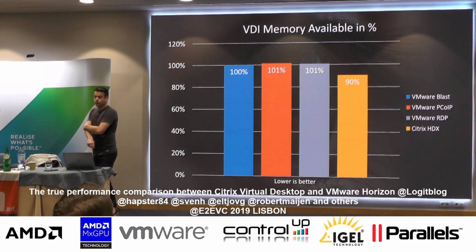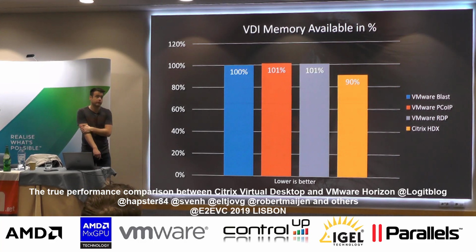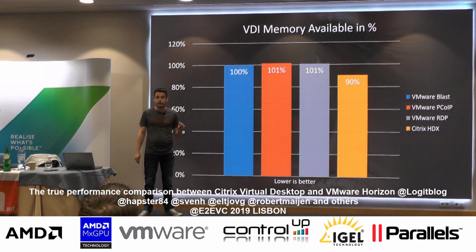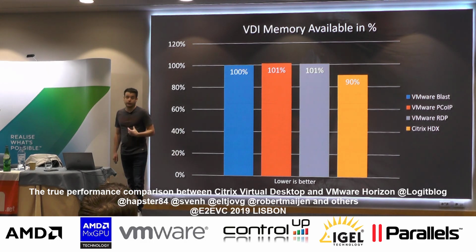So looking at the available memory, you can see that Citrix has a little bit of a lower footprint on the memory usage, which I think is not a big deal.